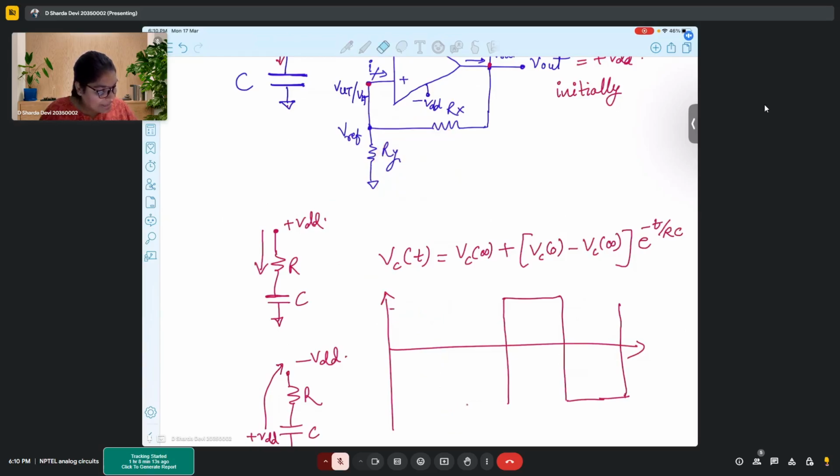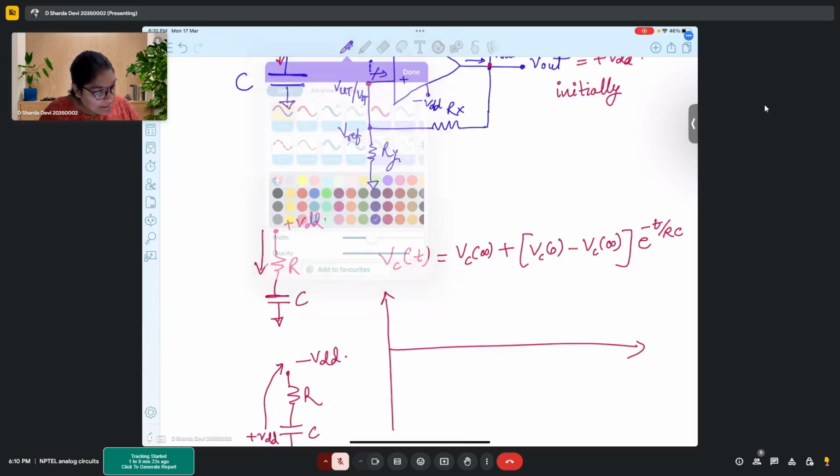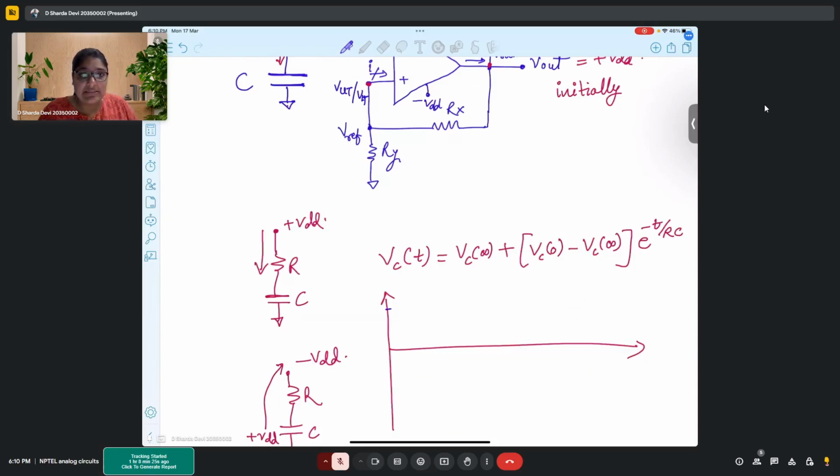Maybe we can start by analyzing from the capacitor's point of view, and then we can draw the output. Let's say initially my output was VDD, so my capacitor was charged to 0. If my output was VDD, my capacitor was at 0. The capacitor will start charging slowly until it reaches a certain level. Now, what is that level?